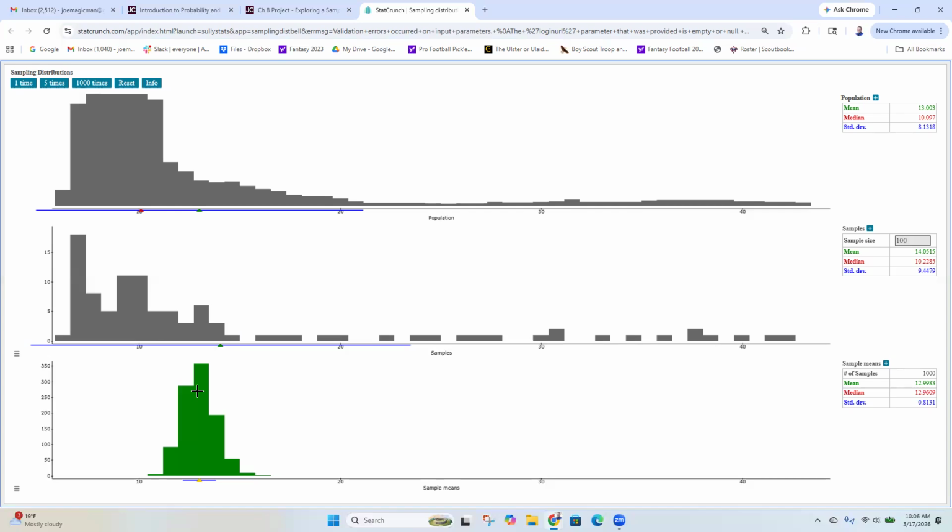Just like with the Pythagorean theorem or other theorems in mathematics, there are requirements around it. Like when you talk about a squared plus b squared equals c squared, that only applies to right triangles. And this central limit theorem that we're talking about only applies to samples that are 30 or more.